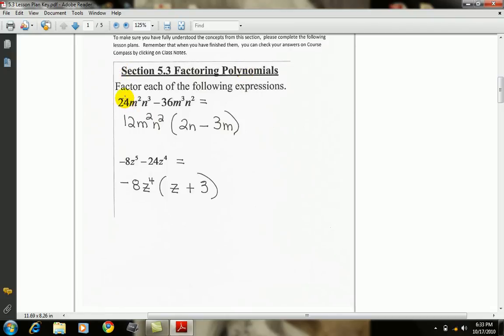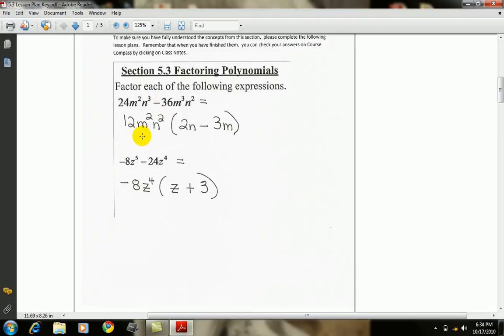So let's say you took the expression, it's not an equation, by the way, it's an expression, 24m squared n cubed minus 36 m cubed n squared, and I asked you to factor it completely. Factoring means to write something as a multiplication problem. So that's just basically what it means. Right now it's a subtraction problem. I want to turn it into a multiplication.